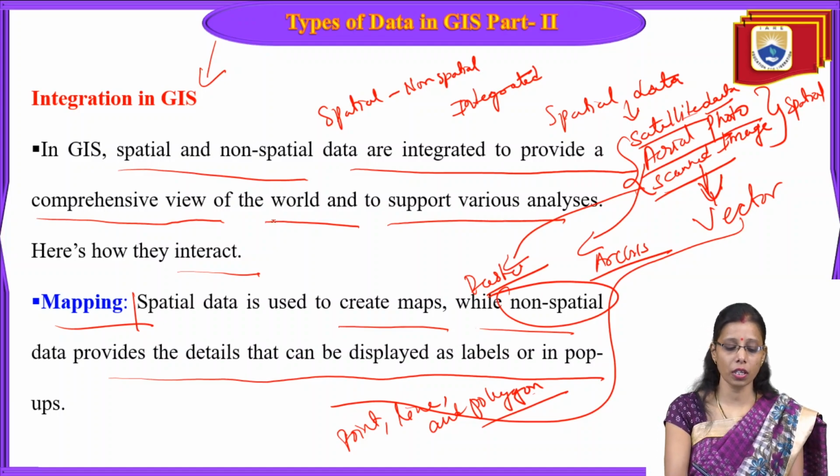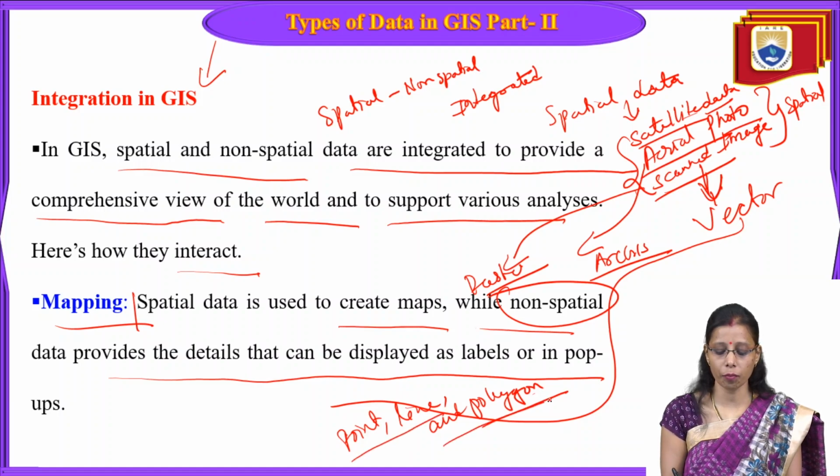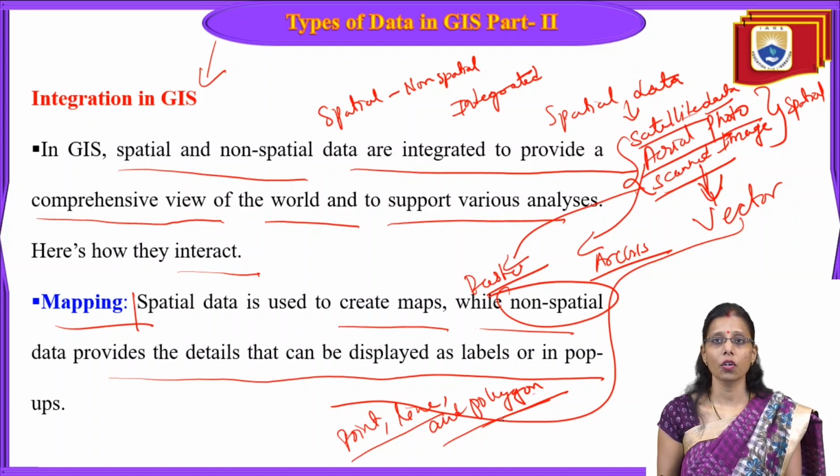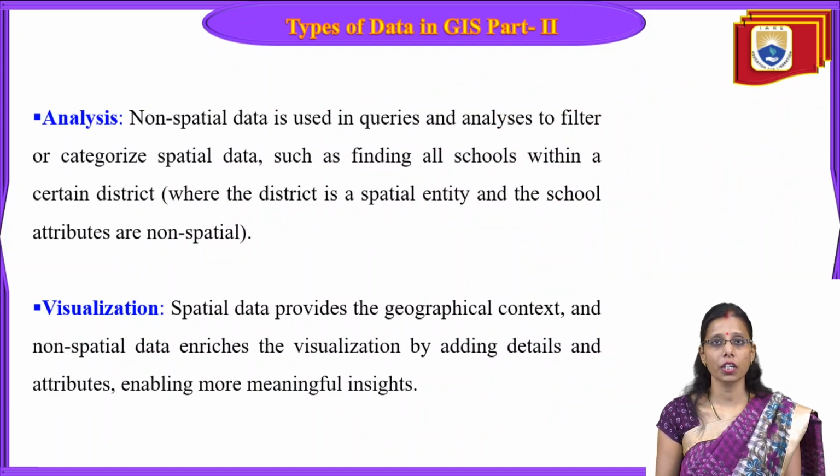Once you have created the point, line and polygon, your spatial data is ready. Now you assign information to it, in the form of tables: what type of area, location, latitude, longitude, which road number or railway track, or something like building number. Once I assign all that information, it comes under non-spatial data. Then mapping analysis we can do.